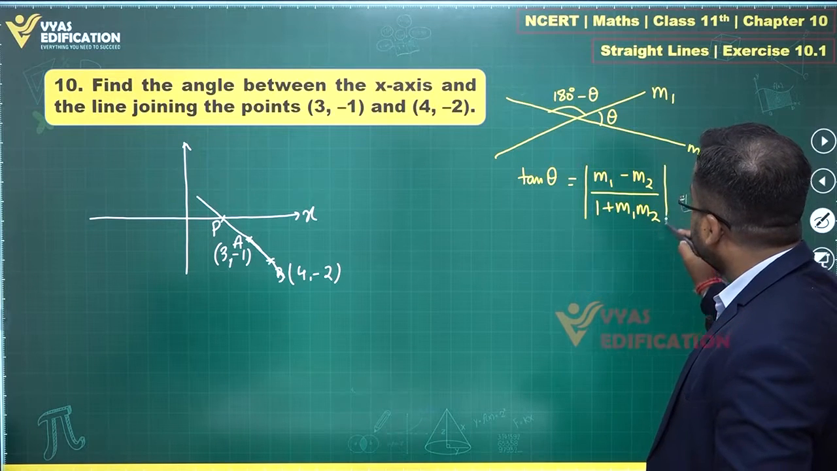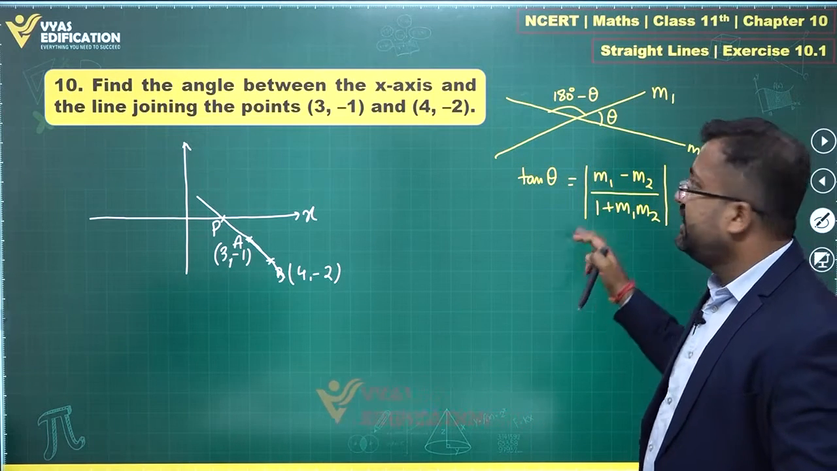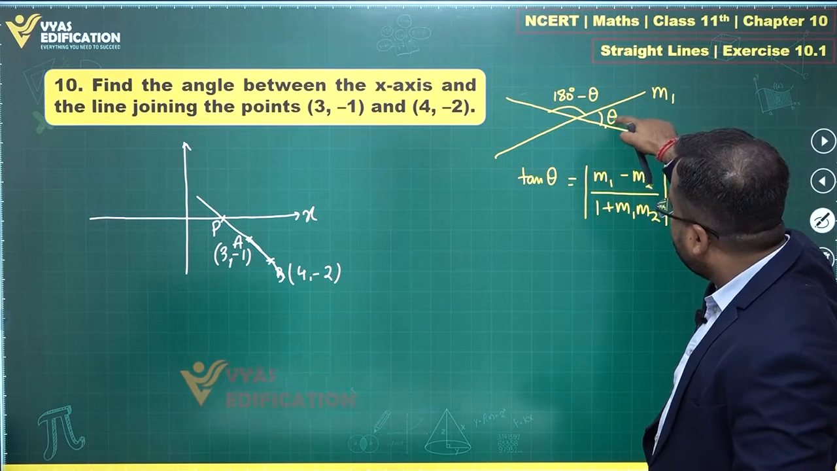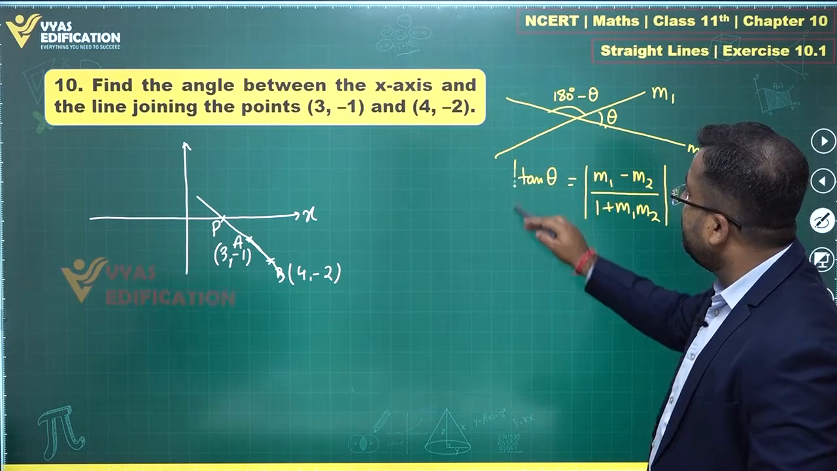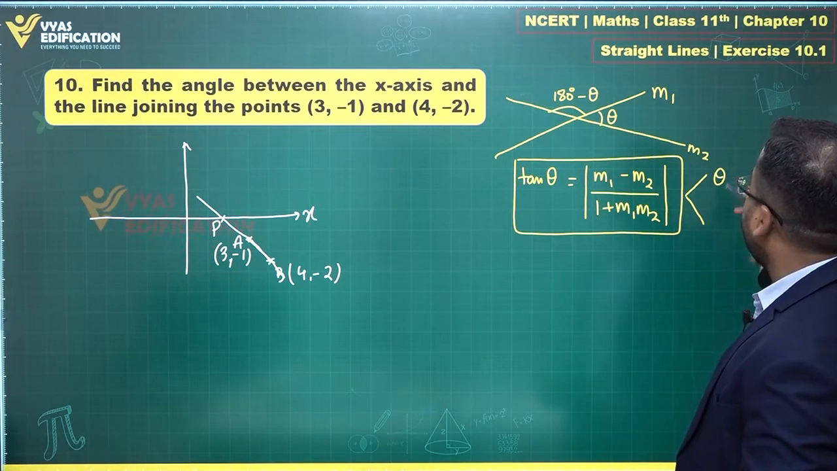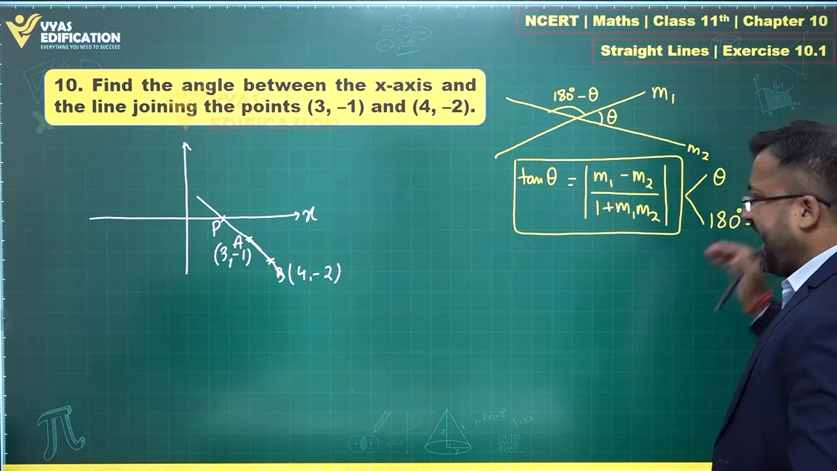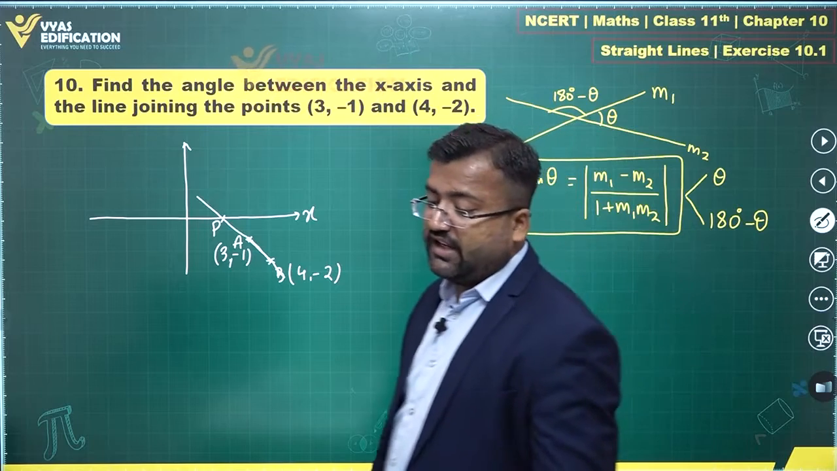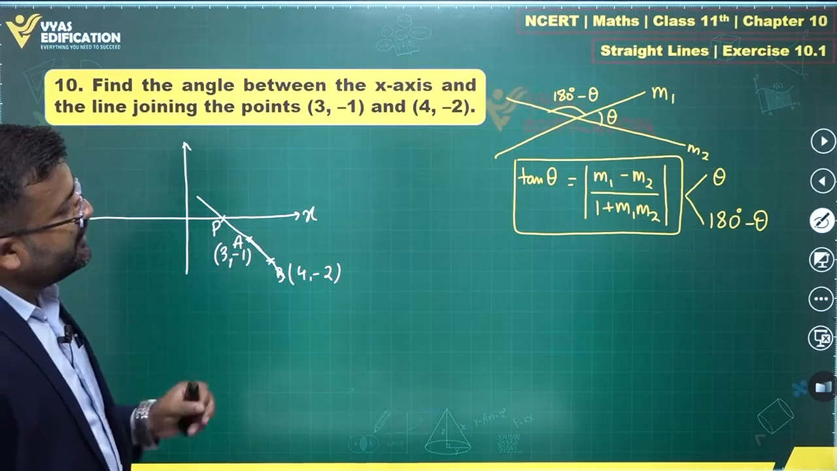If you take the modulus, this will be a positive value, and theta will be acute in that case. So one angle will be this acute angle, the other will be obtuse in that case, and the other angle will be 180 degree minus theta. From here, you can say that the angle will be theta and 180 degree minus theta. Both the angles are there, right? Both the angles will be correct. So the angle between 2 lines can be found using that idea.